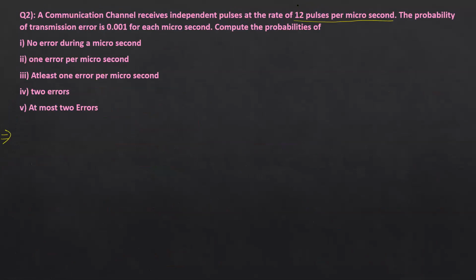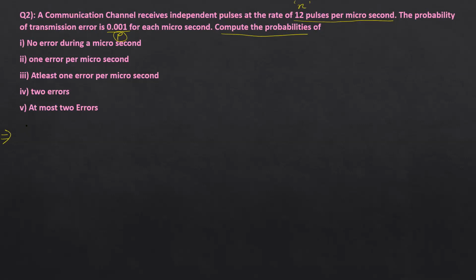Now, this 12 pulses becomes your n value. The probability of transmission error is 0.01. So p is also given to us for each microsecond. So compute the probabilities of... you can see in this problem, they have not mentioned anywhere the Poisson distribution. But because the probability is very close to 0, and n is comparatively larger, we have to use the Poisson distribution.